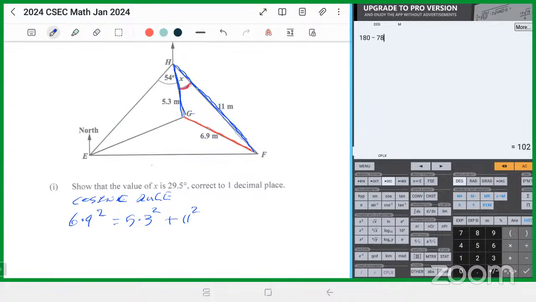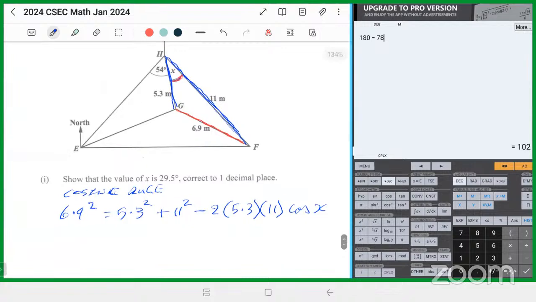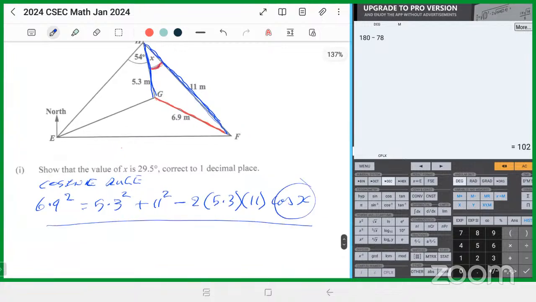But it's not a hypotenuse, it's actually less than a hypotenuse. So we subtract a piece. What is the piece we subtract? It's always twice the product of these two sides, which is 5.3 times 11, times the cosine of the angle between them, which is x. And so now we have to transpose this to find x.